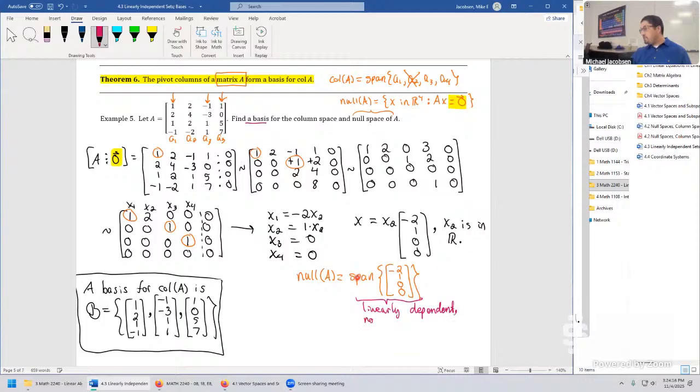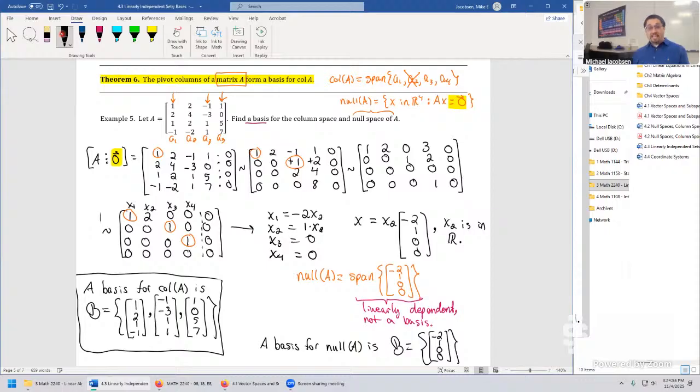In other words, it's not a basis. If you want the basis, you grab just the vector and you lose the word span, because span is giving you all of this stuff together, infinitely many different vectors, and there's only one basis vector. So to finalize this problem, we have to say a basis for the null space of A is this. It's a set, but it contains only one vector, (-2, 1, 0, 0).